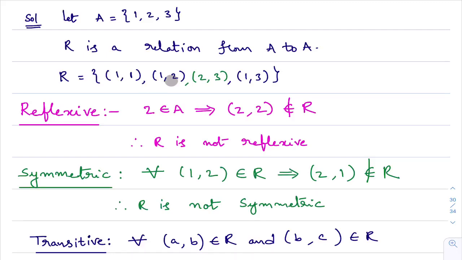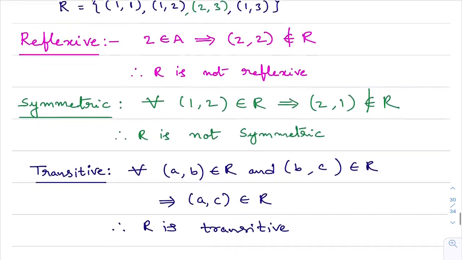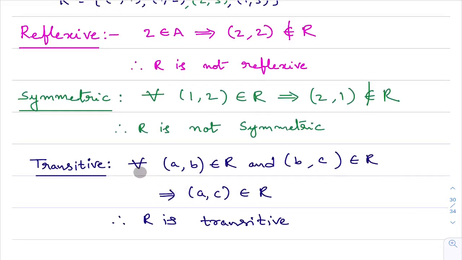Like that I cannot write. I hope you are understanding. You see how I have written the answer. See, the general pattern I followed: for every pair A comma B, B comma C in the relation, you take any such pair, is A comma C present in the given relation? Yes, present in the given relation.